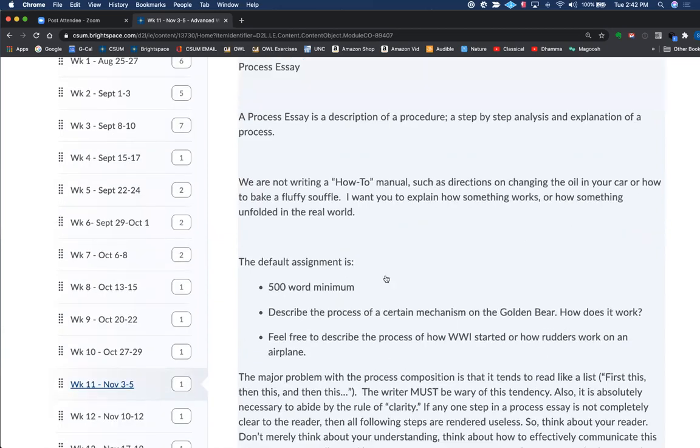So you can take, how about let's take that giant diesel engine on the Golden Bear. How does it work? Explain to me why there are no spark plugs in a diesel engine. Explain to me the size of the crankcase and how all this kind of stuff works. I don't know.